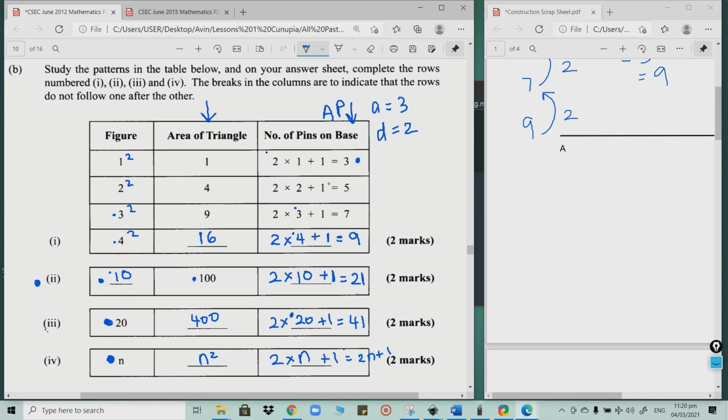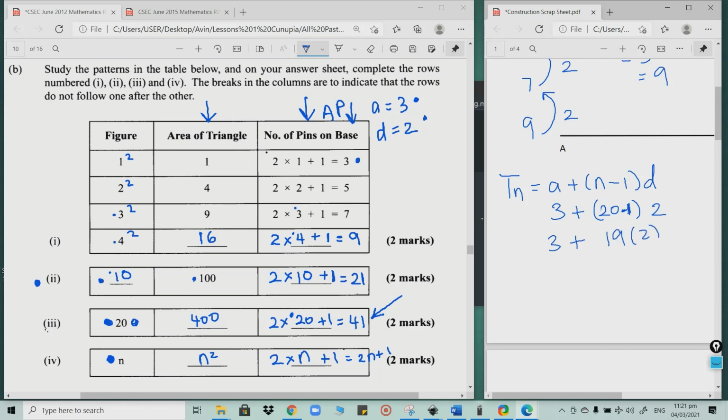Now, I wanted to prove something. You see how we got this 41 here? If we wanted to use the arithmetic progression formula, we could have. Remember, this column here is arithmetic. A is 3. Over here, we're talking about the 20th term. So that means we replace the n with 20 minus 1. And the common difference is 2. So 3 plus 20 minus 1, which is 19, multiplied by 2. Let's work that out: 19 multiplied by 2 plus 3. And we got back the same exact 41. So there's more than one way to do this question.